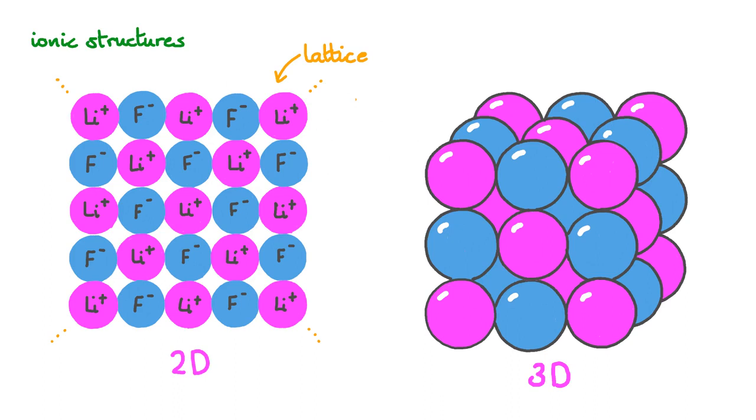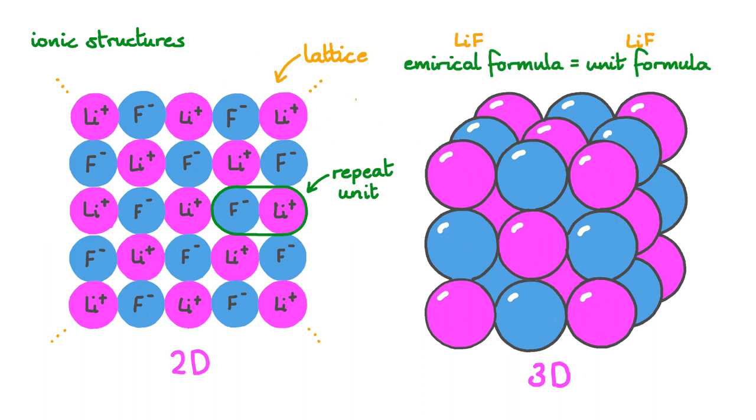So, unlike covalent compounds, ionic compounds do not have a molecular formula. Instead, we find the repeat unit that describes the whole lattice. And the unit formula for the ionic compound is the same as its empirical formula, the simplest ratio of the elements in the compound.